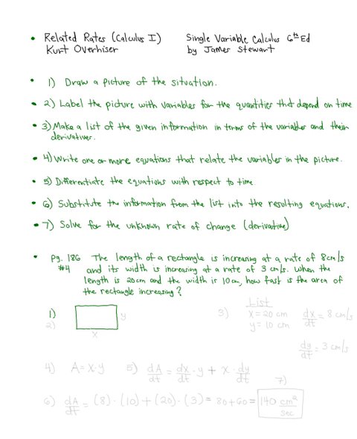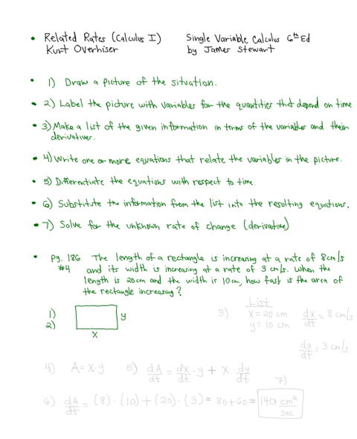And step 2, right after it, is we need to label the picture that we just drew with variables for the quantities that depend on time. So you can see that the width is increasing at a rate of 3 centimeters per second. So the width depends on time, and the area depends on time. So let's denote x as the length and y as the width of the rectangle. So we've labeled the picture with the quantities that depend on time.